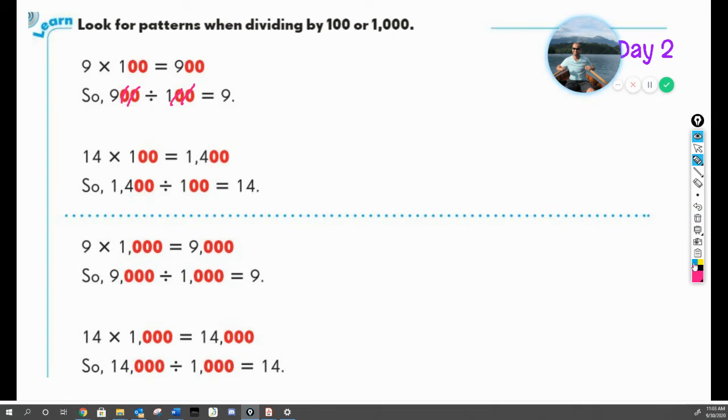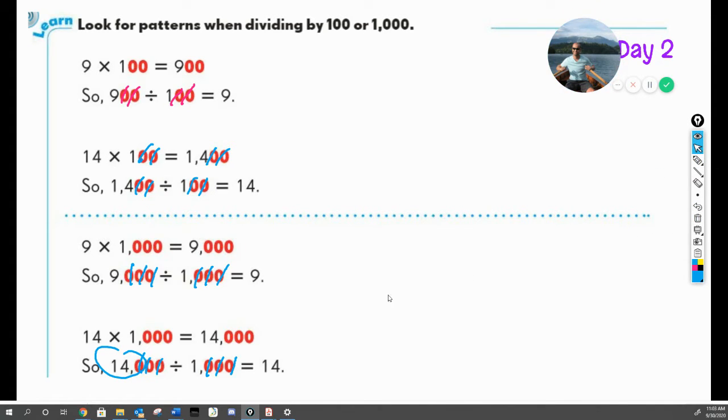I'm going to pick a different color to make your life better. Cross out 2 zeros and 2 zeros. Oh, yeah. Sorry, ignore that one. Okay. Same thing, 9,000, 3 zeros there, divided by 1,000, 3 zeros there. It has to match up. You can't cross out 3 and 2. Or 14,000 and 1,000, and you just get 14. So far, so good. It's all right.